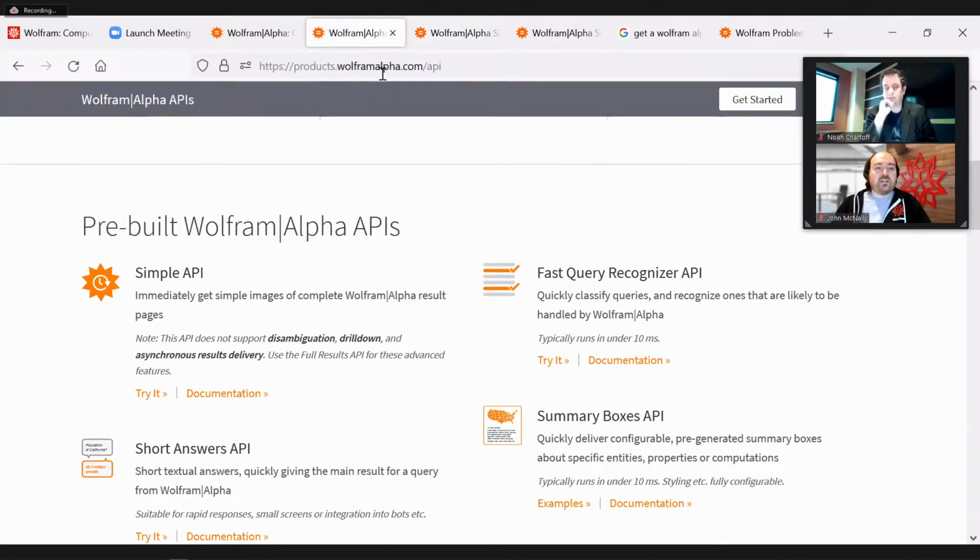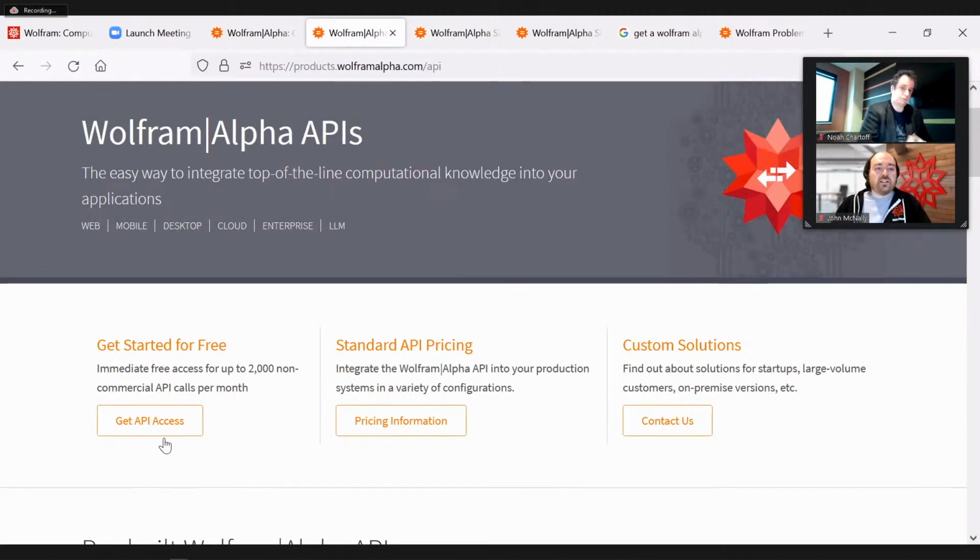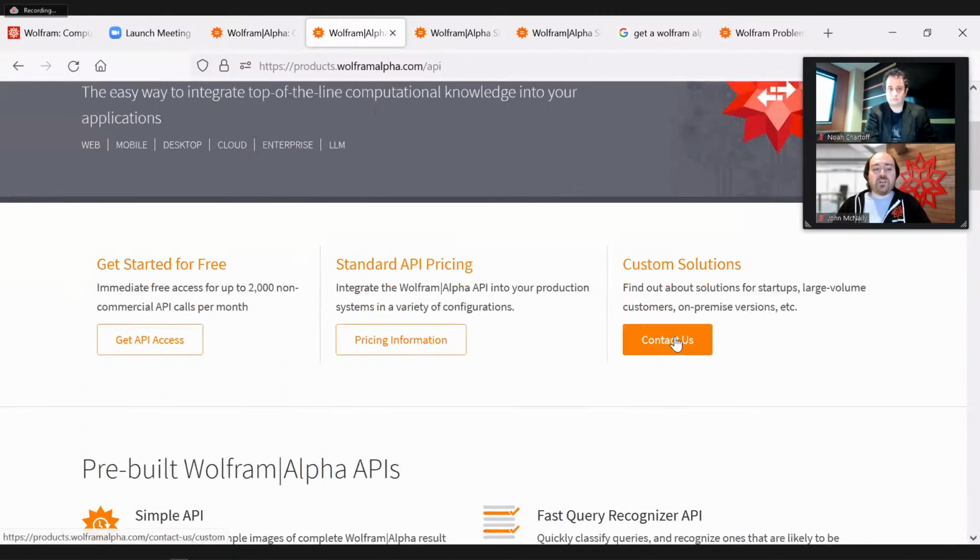This is the site products.wolframalpha.api. It has information about how you can get started and what the standard pricing for APIs is. Let's say that you want to do something that is a bit unique. If you have something you're curious about that doesn't seem totally covered by the documentation that's out there, you can always reach out and say, hey, I'm interested in doing this kind of unique thing. What do you think about this? That's an option there. You can use this button right here.